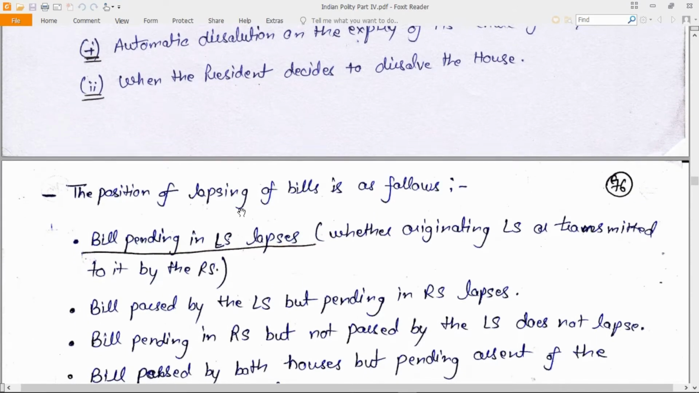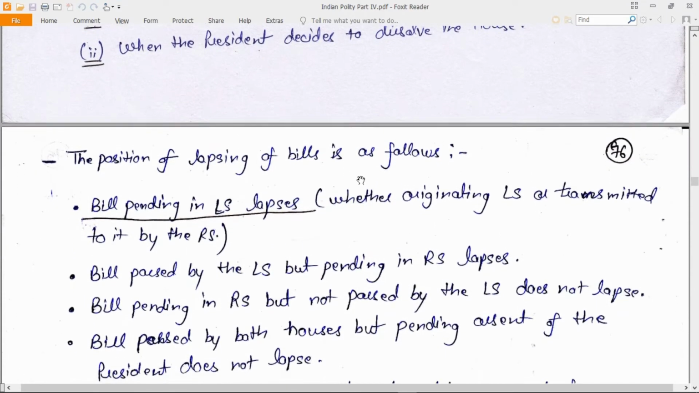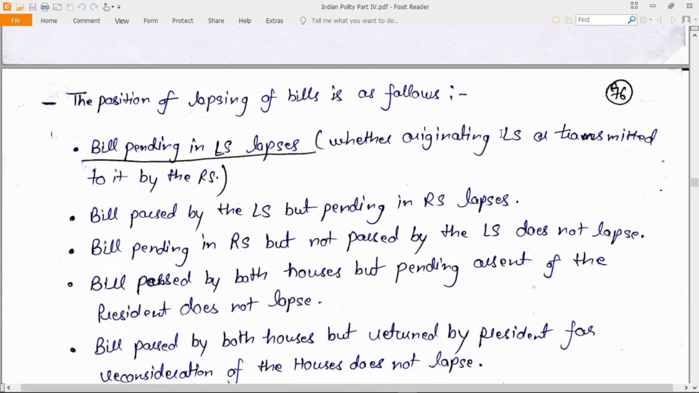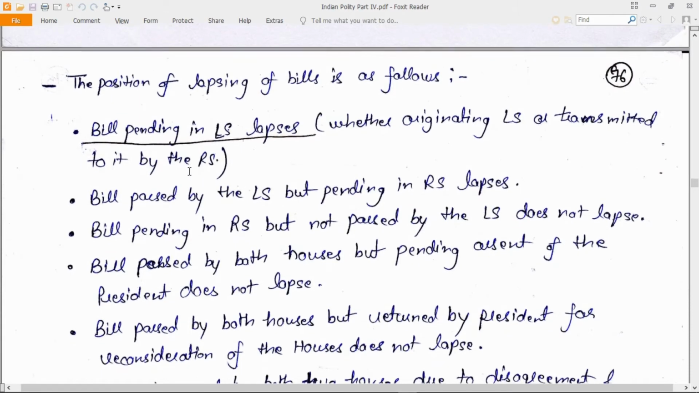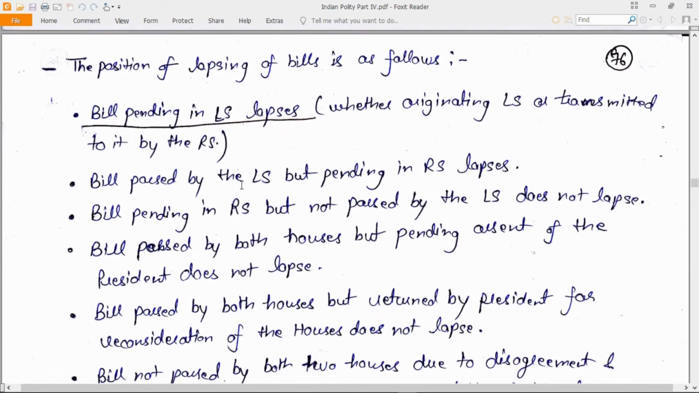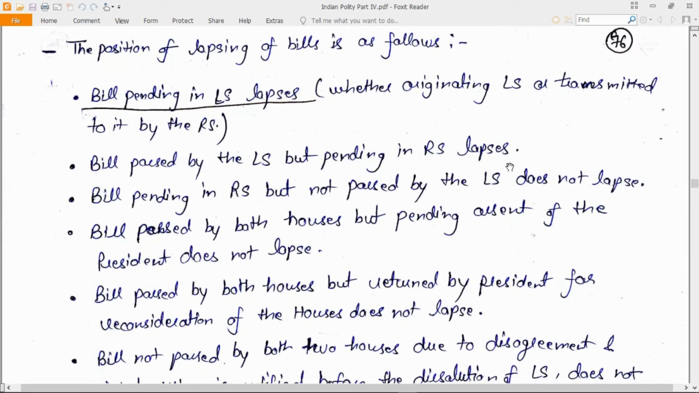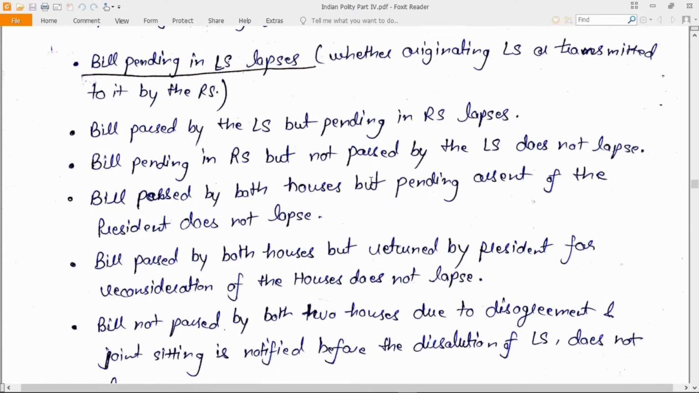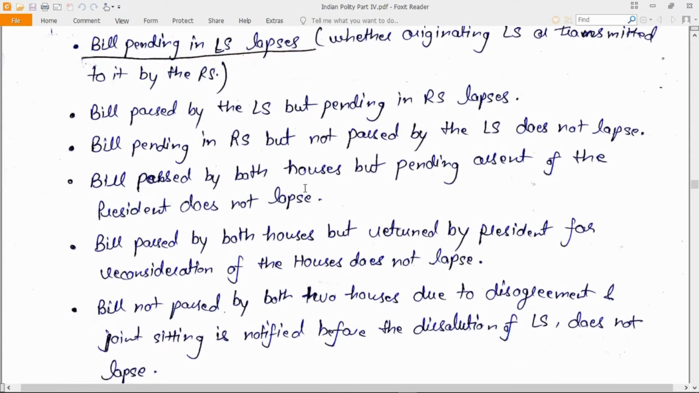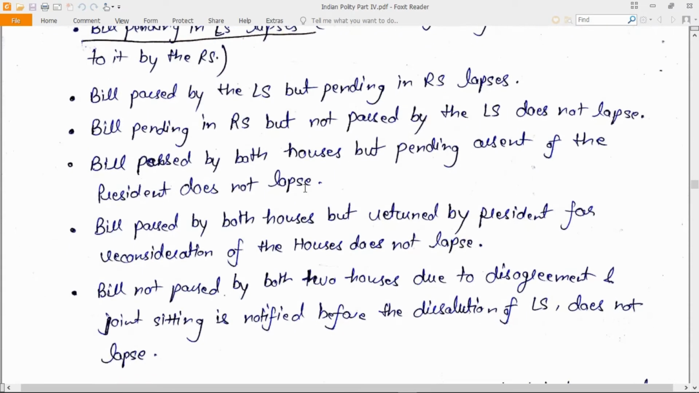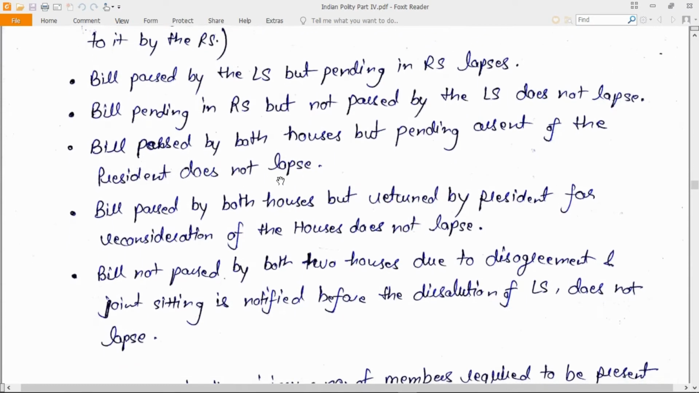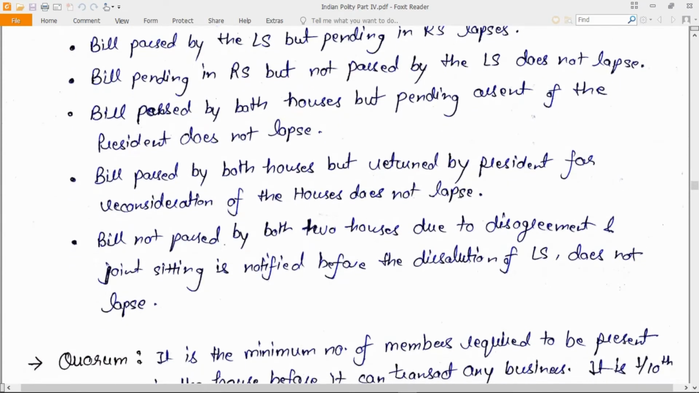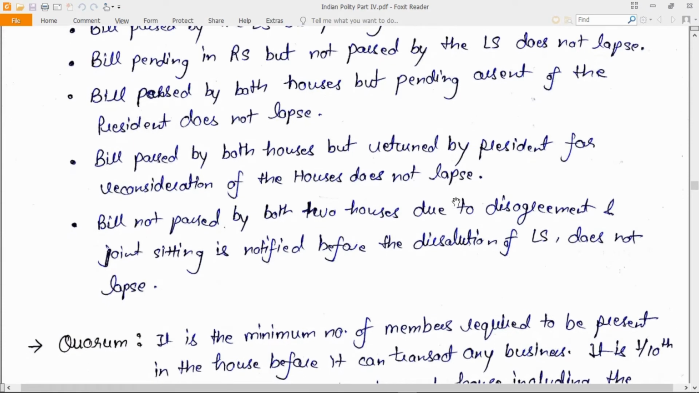Now, the position of the lapsing of bills is as follows. A bill pending in Lok Sabha lapses, whether originating in Lok Sabha or transmitted to it by the Rajya Sabha. A bill passed by the Lok Sabha but pending in Rajya Sabha lapses. A bill pending in Rajya Sabha but not passed by Lok Sabha does not lapse. A bill passed by both Houses but pending assent of the President does not lapse. A bill passed by both Houses but returned by the President for reconsideration of the Houses does not lapse.